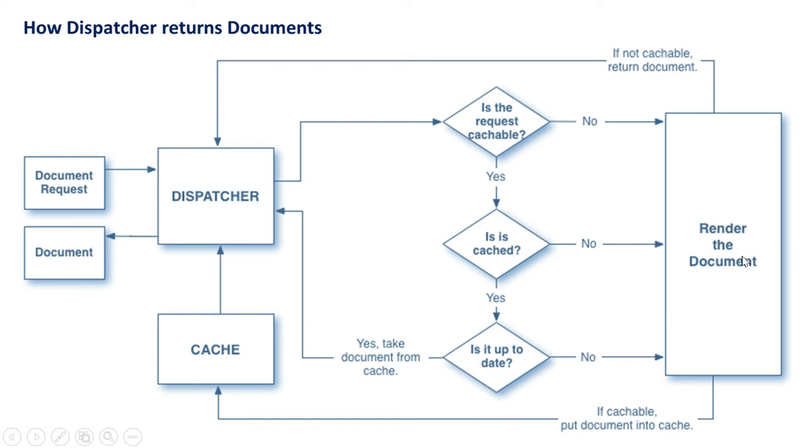Then, while rendering the document from the publisher, it will check whether the document is cacheable. If it is cacheable, it will put that document into the cache so that future requests will get it from the cache. If the document is not cacheable, the document will be sent directly to the browser.